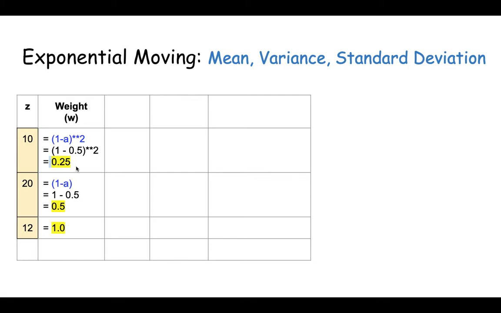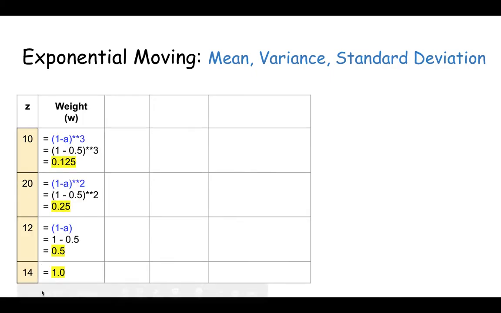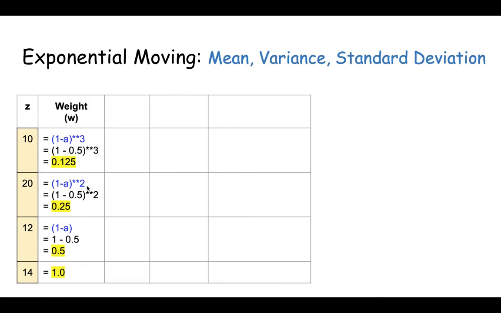And similarly, if we go to the next step where we have 4 data points, we add 14 here. Then again we assign a value of 1 to the most current data point, which is 14, and then 1 minus a for 12, 1 minus a squared for 20, 1 minus a cubed for 10.